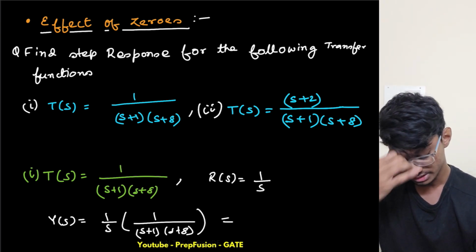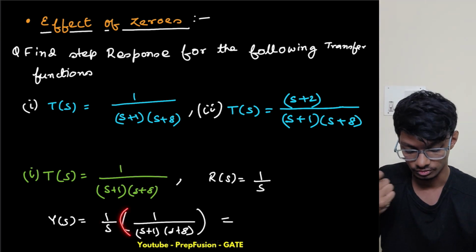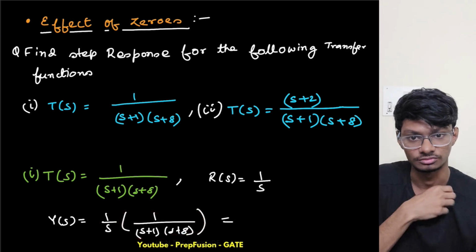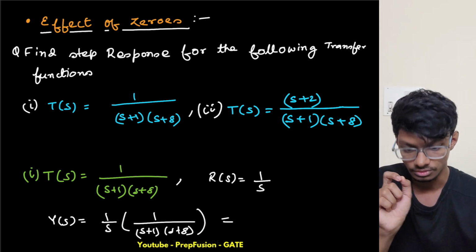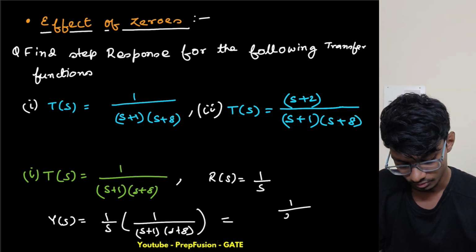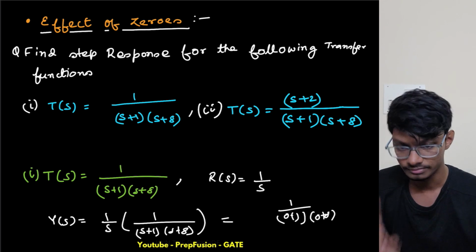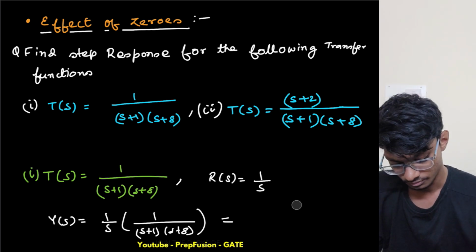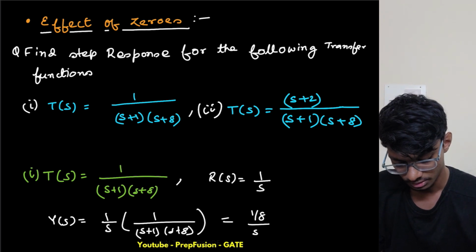So basically, if I put s equals 0 and multiply with s here, this will be left. This is known as the residue. This we will learn in mathematics also. So I put s equals 0, and this becomes 1 by (0 plus 1) into (0 plus 8). So this becomes 1 by 8, so this is 1 by 8s. Now what is the next?